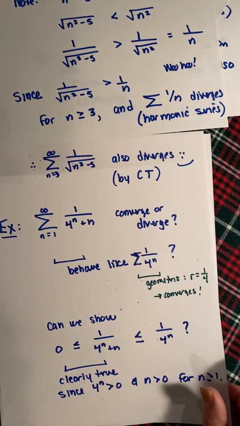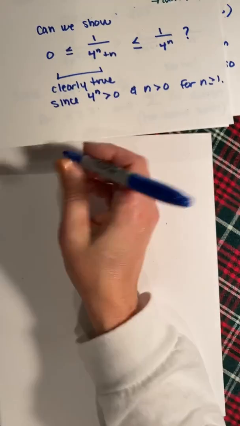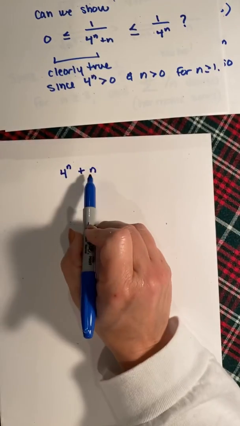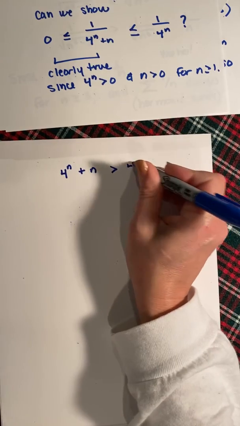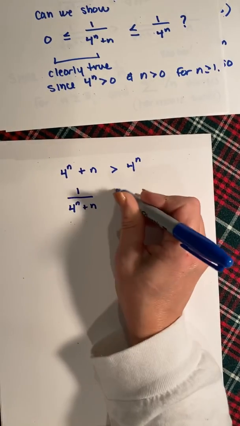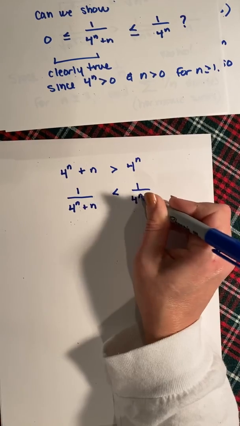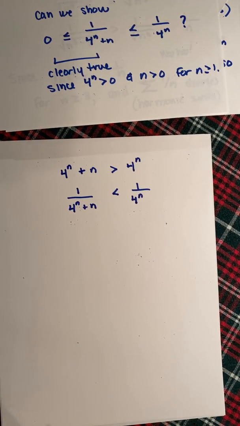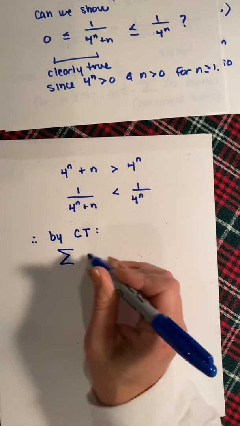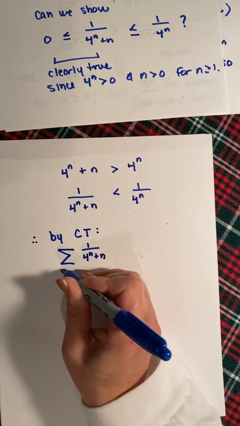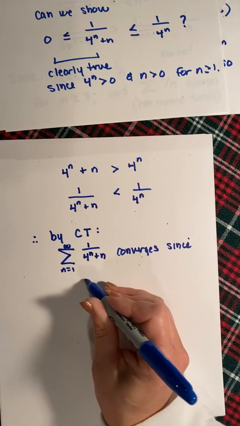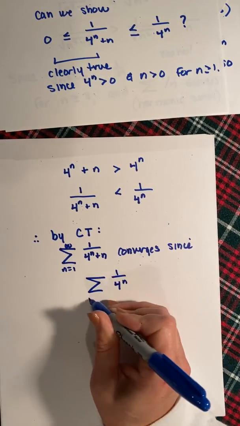Can I show this? Yes. 4 to the n plus a positive number. Now remember, n is greater than or equal to 1, so 4 to the n plus something positive is always going to be greater than what we started with. So therefore, 1 over 4 to the n plus n is less than 1 over 4 to the n. So therefore, by the comparison test, 1 over 4 to the n plus n converges, since it's bounded above by a convergent series and all the terms are positive.